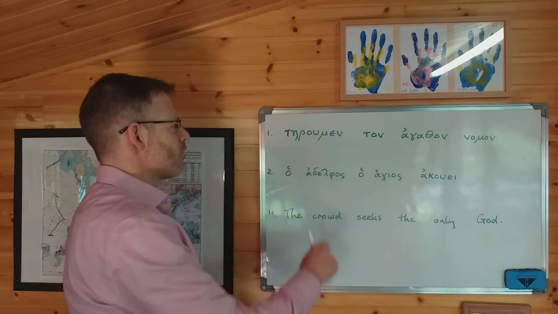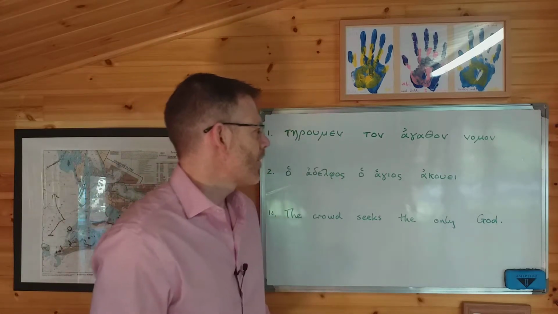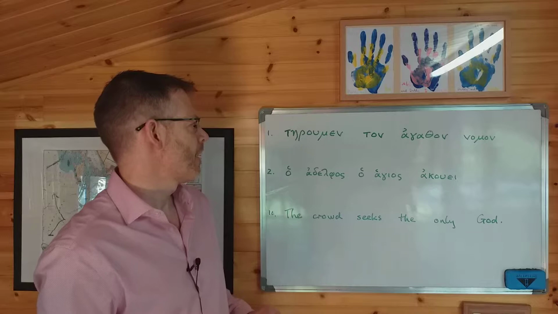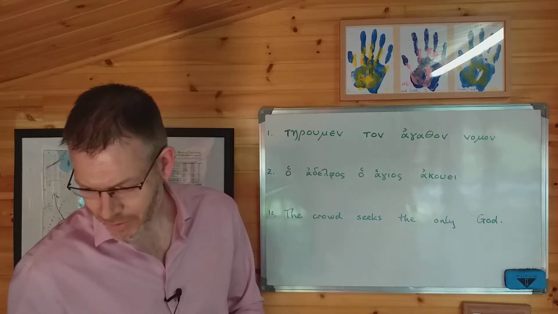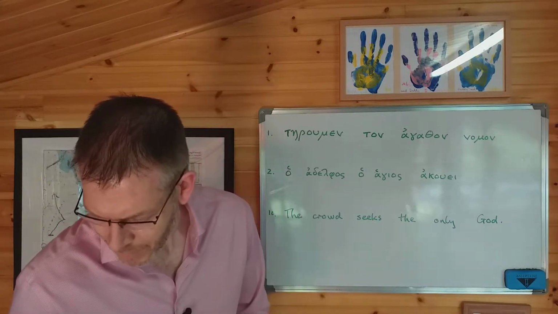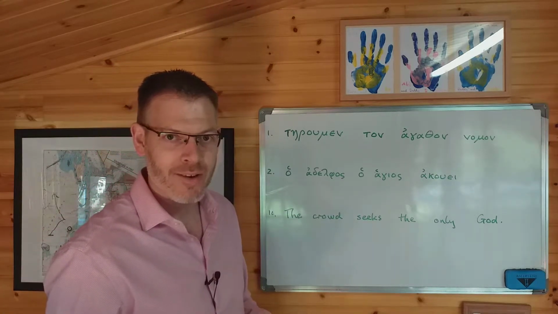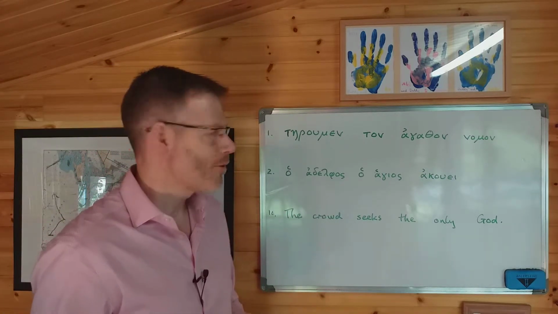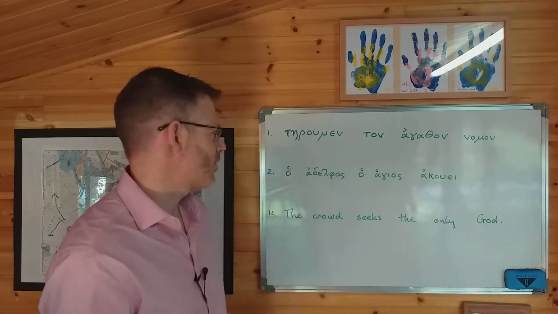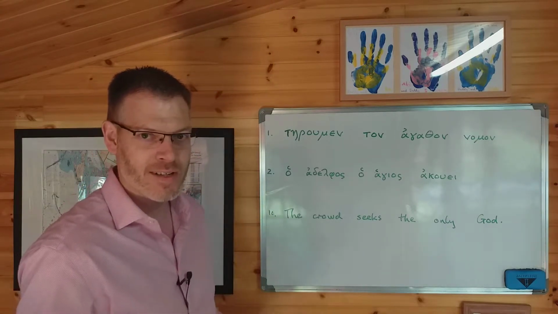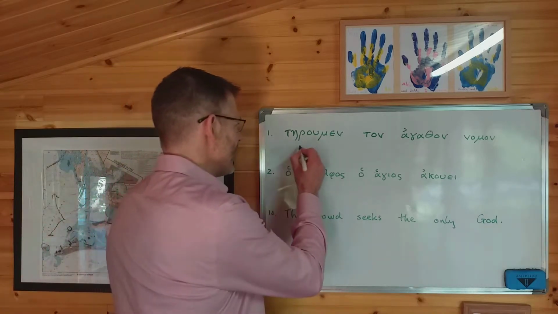So, terumen ton agathon nomon. Terumen ton agathon nomon. And so let's have a look first at this sentence. What should we be doing before we do anything else? The answer is you should find the verb. Always translate the verb first. It gives structure to everything else. And the verb, just take a second. Where's the verb in this sentence? Very easy. It's right here.